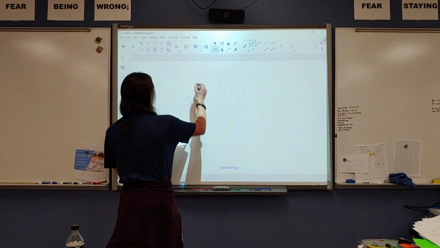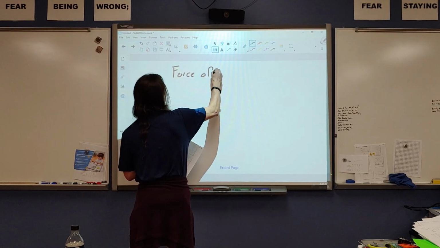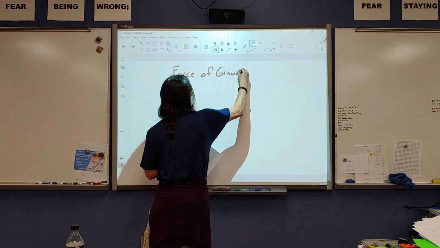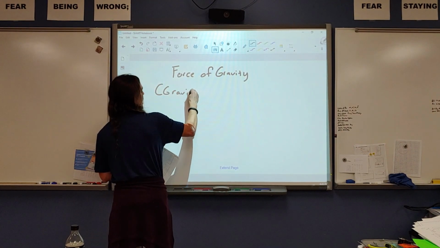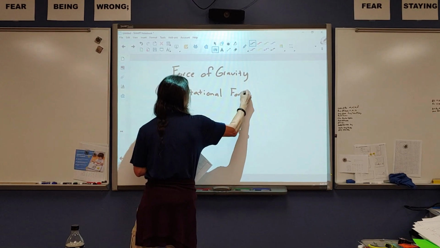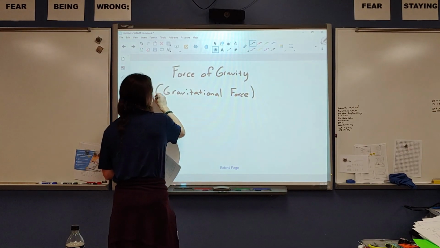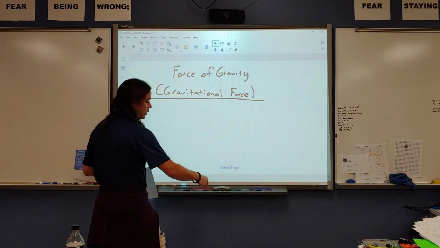And that means we're going to start off with the force of gravity. Force of gravity. I'm also going to point out that this is commonly called the gravitational force. That is also a completely appropriate way of identifying this. I'm going to put a little note on here.